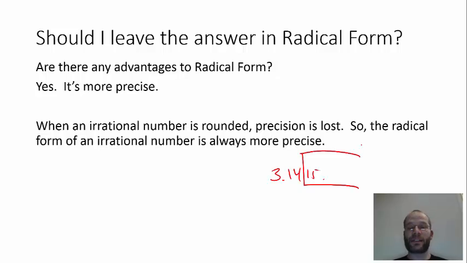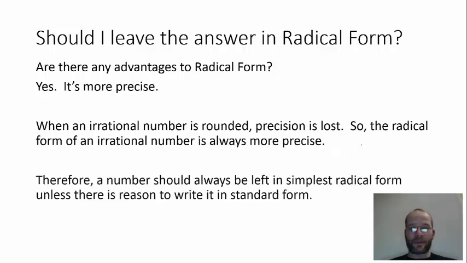Ultimately, of course, you have to round an irrational number someplace if you want to write it out in standard form. There's no getting around that. So what do we do? If it's a number that does not need to be expressed in standard form, and it's a non-repeating decimal, that is, it's an irrational number, then we simply leave it in simplest radical form. That's the answer to the question.